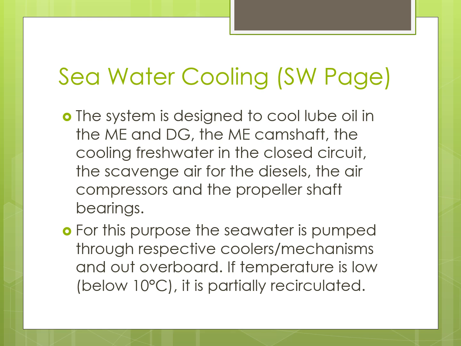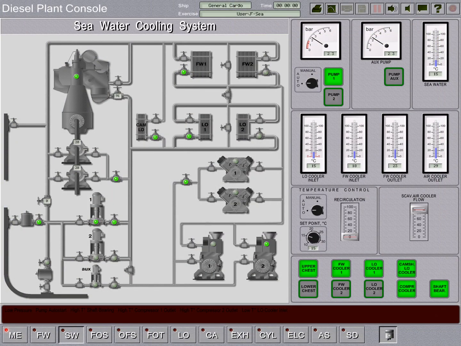Seawater cooling. The system is designed to cool lube oil in the ME and DG, the ME camshaft, the cooling freshwater in the closed circuit, the scavenge air for the diesels, the air compressors and the propeller shaft bearings. For this purpose, the seawater is pumped through respective coolers or mechanisms and out overboard. If temperature is low, it is partially recirculated. Seawater cooling, SW page.